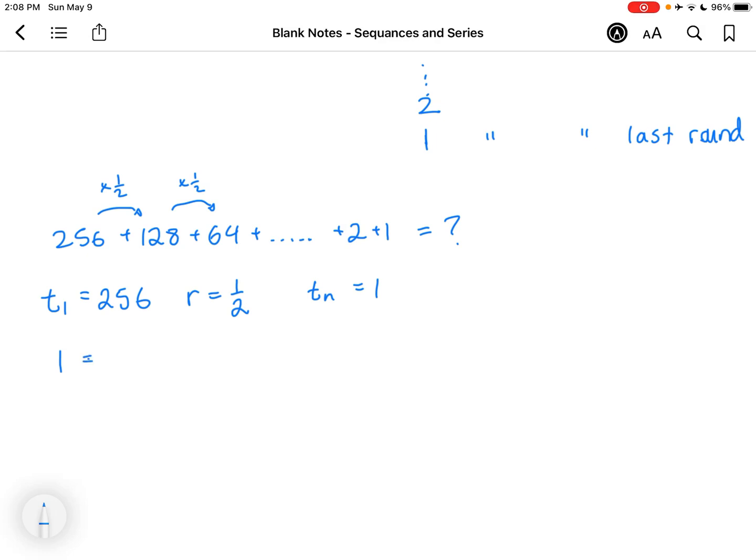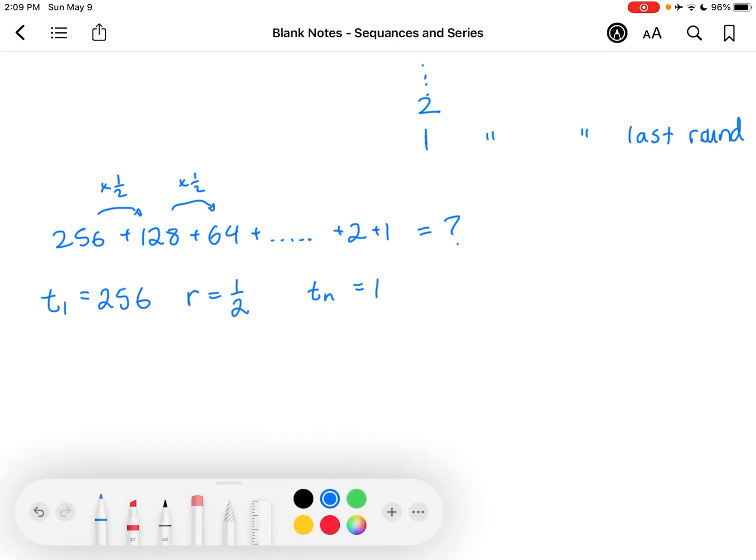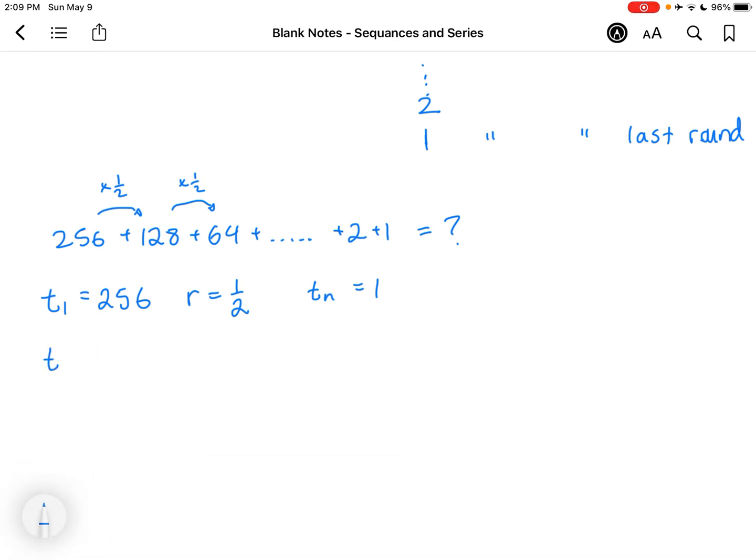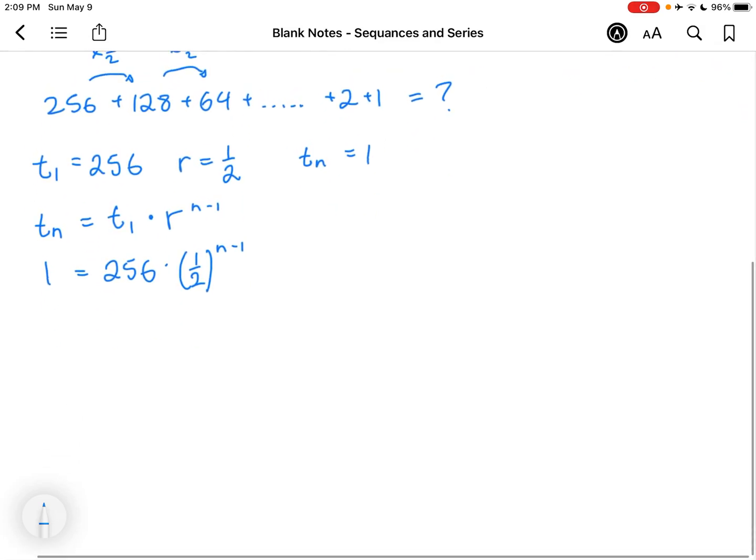And that's equal to, actually, I'm going to write out the whole formula because it's hard for me to fill things in without having it down there first. Okay, let me actually just start from the beginning. Tn equals T1 times r to the n minus 1. Okay, so Tn is 1. T1 is 256. R is 1/2 to the n minus 1. Okay, so I'm going to start by dividing both sides by 256.